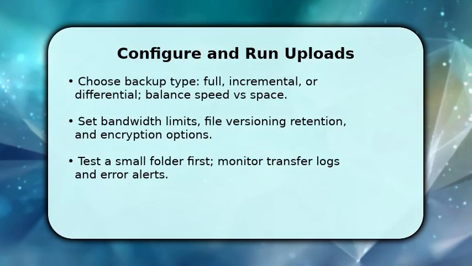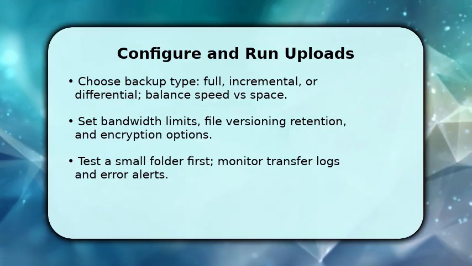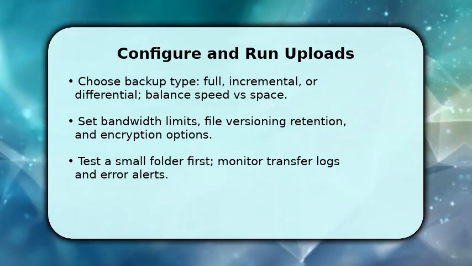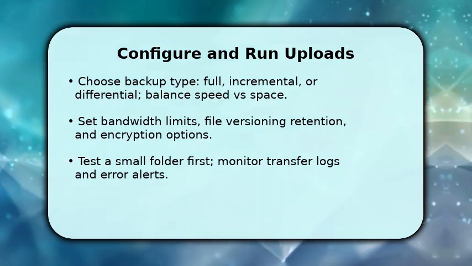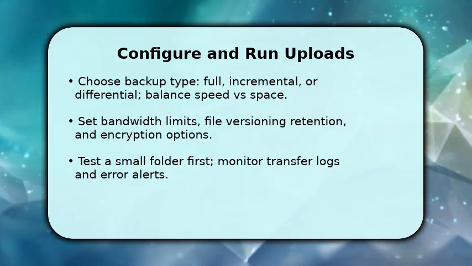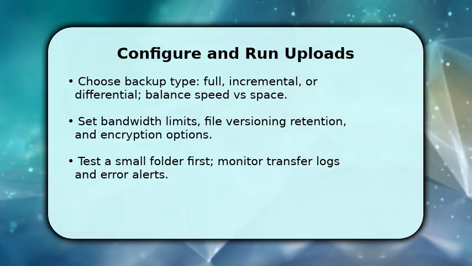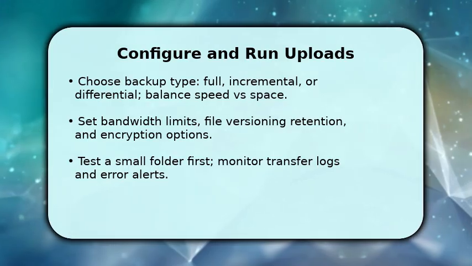You now configure how data moves. Choose full versus incremental or differential backups based on how often files change. Incremental saves space and time. Then set bandwidth limits so backups don't saturate your network, enable file versioning to keep historical copies, and turn on client-side encryption if you need end-to-end privacy.